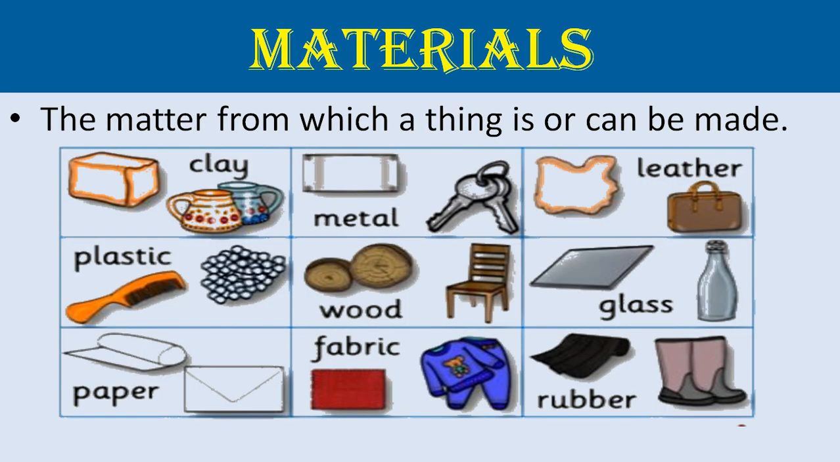First of all, I will tell you about materials. So materials are the matter from which a thing is or can be made. Suppose if we are talking about a furniture or chair, it is made up of wood. So for chair, wood is the raw material. Similarly, in the case of clothes, fabric is the raw material. So materials can be pure, impure, living or non-living matters.